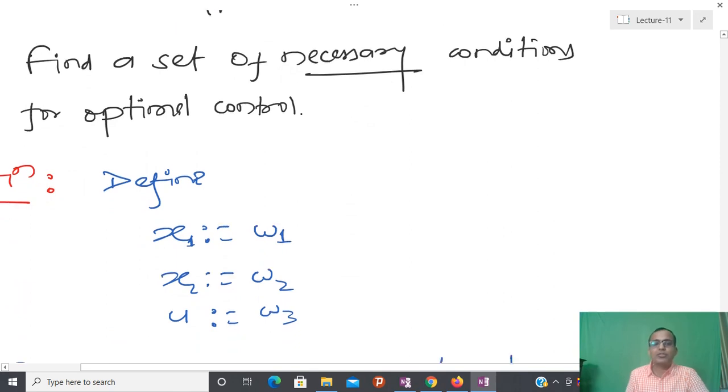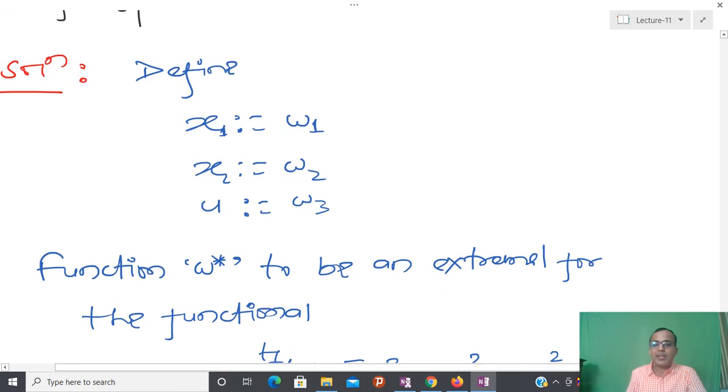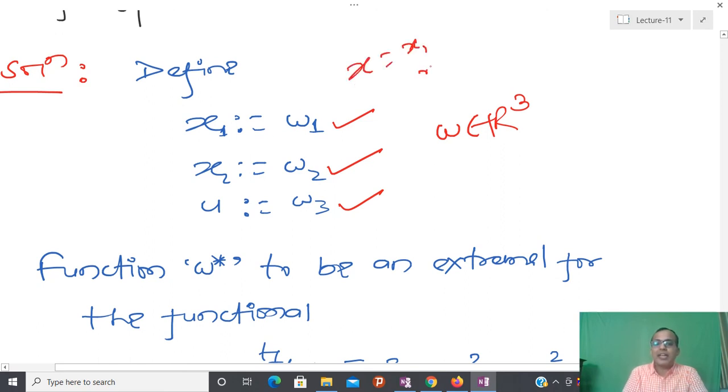necessary condition. So in order to convert this control problem into what you have learned, the constraint minimization of a functional, what you can do is define x1, the first state, as omega1, the second state as omega2, and the third, the control input, as omega3. So basically now you can see that omega belongs to R3. If you see the state x, that is x1, x2, that belongs to R2.